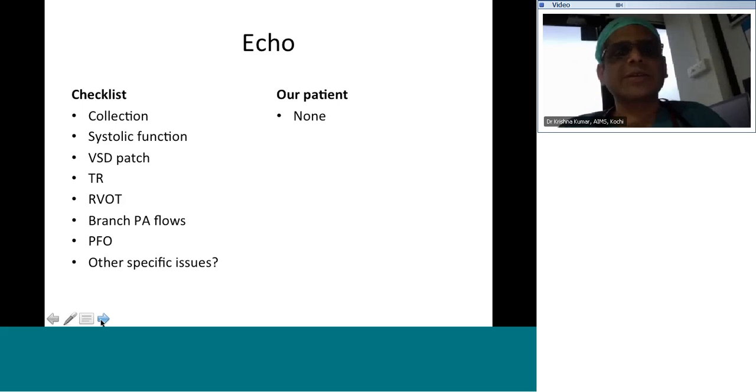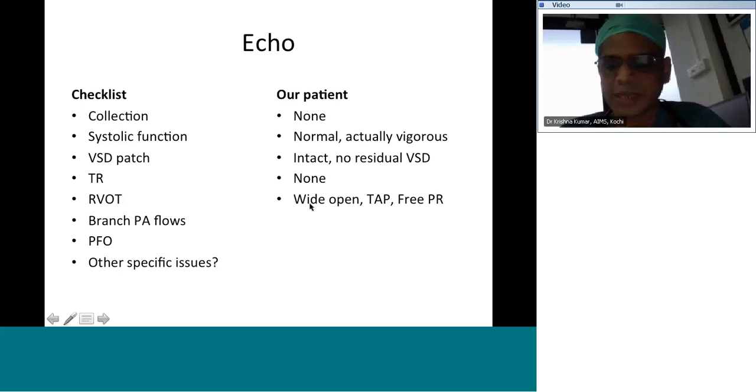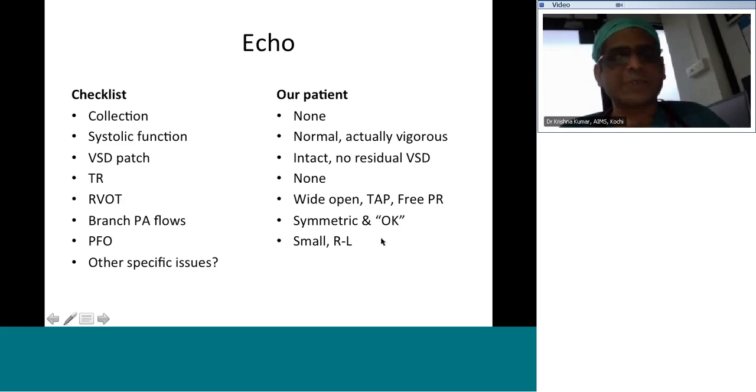So our patient had no collection, normal, actually vigorous function. VSD patch was intact, no residual VSD, no TR, no RVOTO. In fact, there is free wide open RVOT and free PR. Okay, branch PAs symmetric and okay. PFO small, now it's right to left. Actually, not too small. I'll show you, and other specific issues we'll go on to.